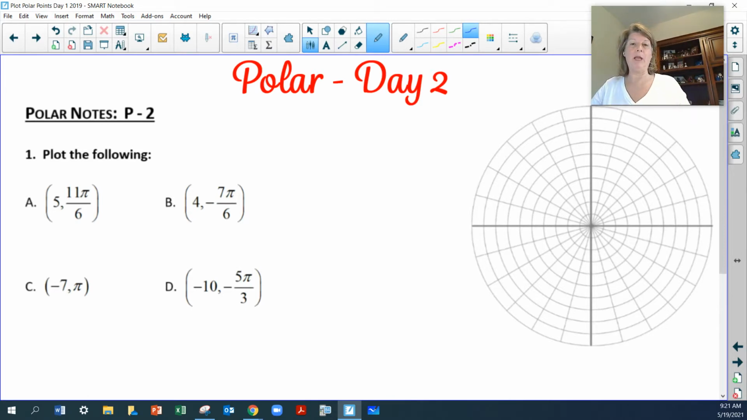See if you can plot out these points. You've got A, B, C, D. You should be pros at these if you did your delta math. All right, take and hit pause and then come back.